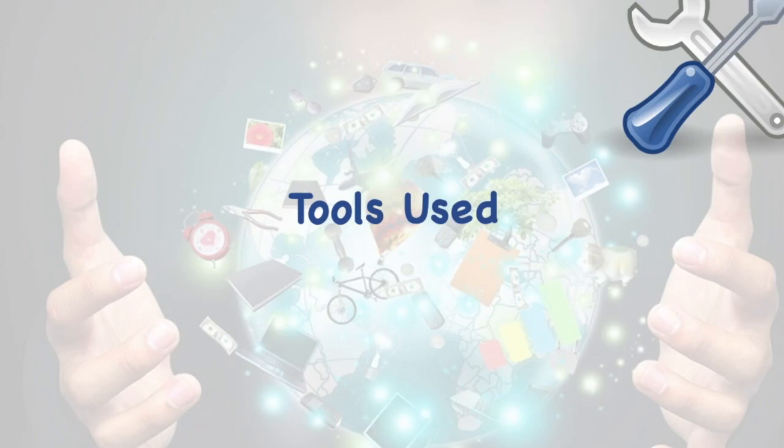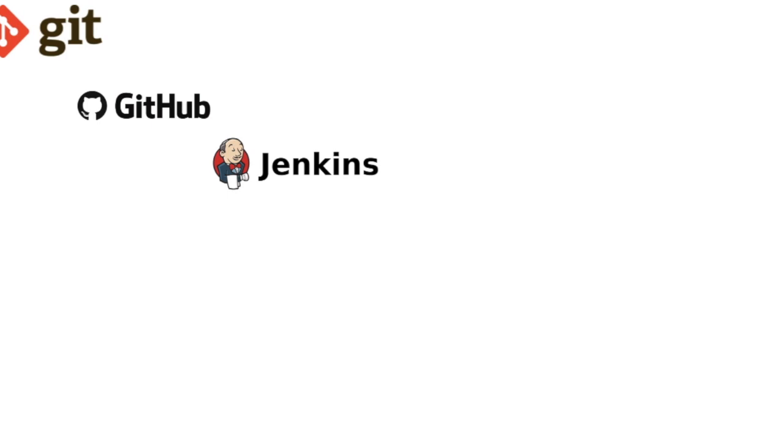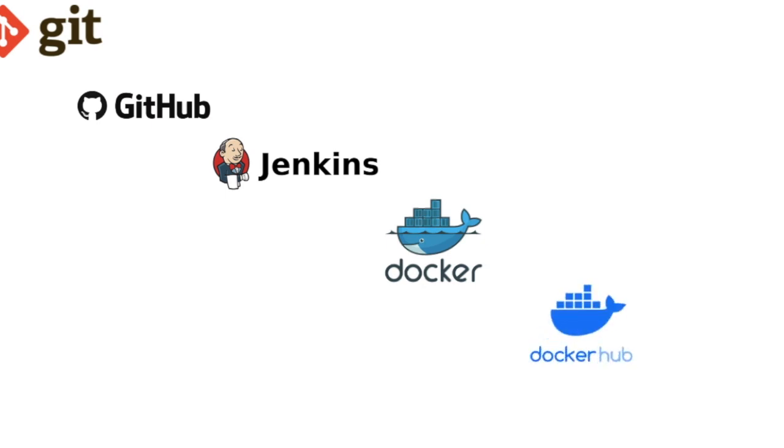The tools I have used are here: Git for the local repository, where the developer stores the code, and GitHub as a remote repository. Jenkins acts as a build server. Then Docker to containerize the application, and Docker Hub, a registry to store the binary files, that is, image files. And then Kubernetes to orchestrate our application, the containers.